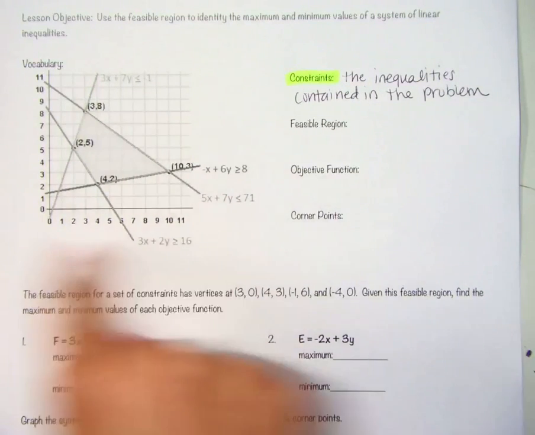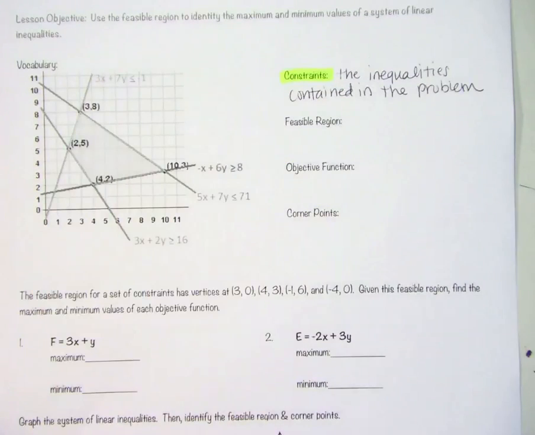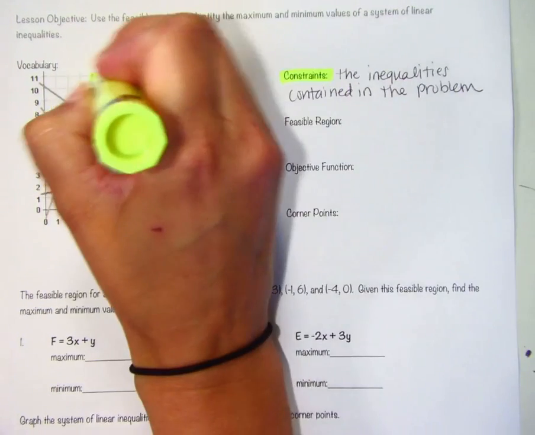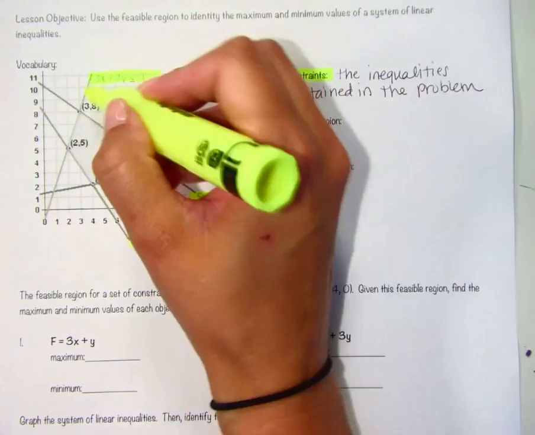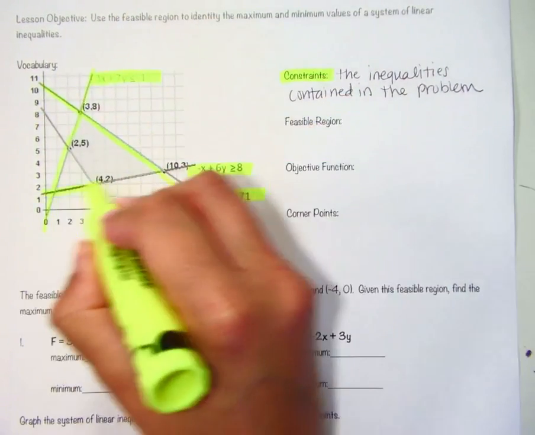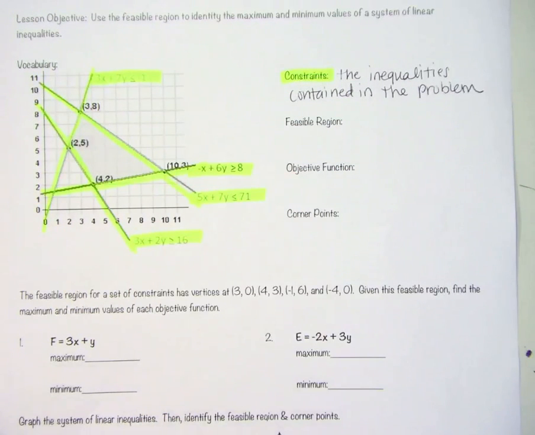So if you look at the picture that we have here, this is our goal for today. This is what you guys are going to end up doing. So you can see in that picture the different inequalities that we have. Each of those inequalities are graphed, which is why we reviewed and worked on graphing inequalities last time.